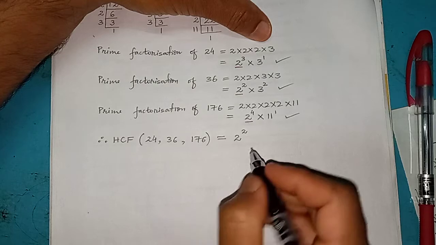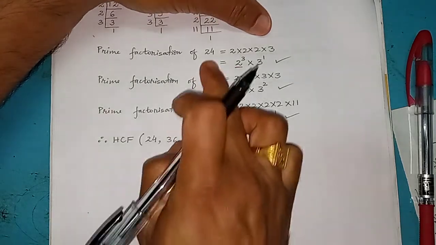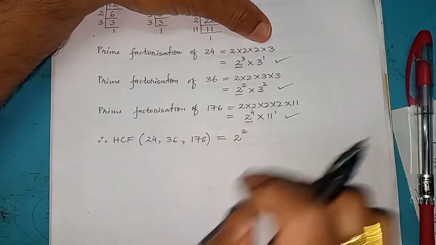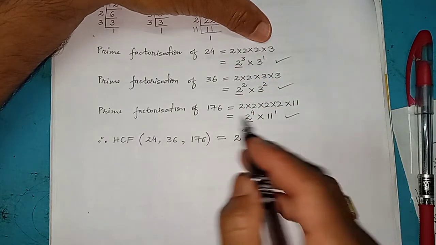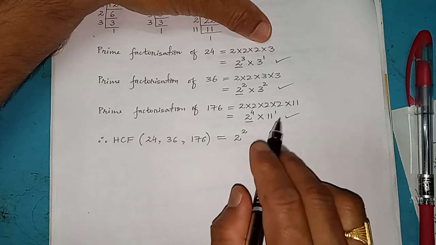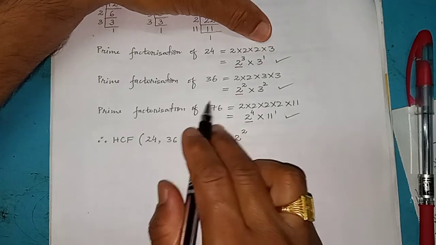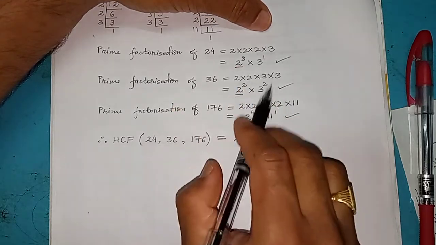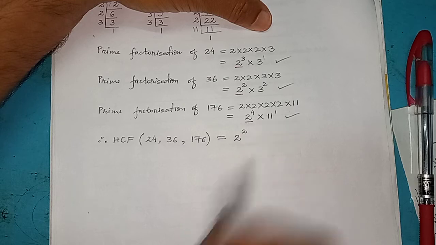That's why we do not write it, because the numbers are 3, so it should be present in all 3. So here we conclude that 3 is not a common prime factor, because it's not present in 176. So that's why we will not write 3. What about 11? 11 is a prime factor for 176, but 11 is not a prime factor for 24 and 36. That means 11 is not present here, so 11 also we will not write.